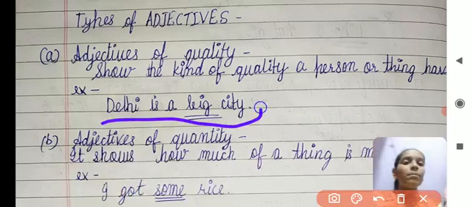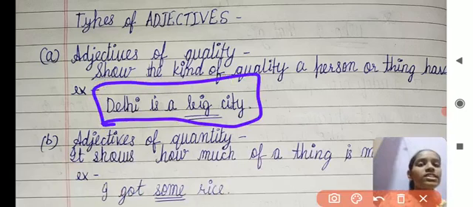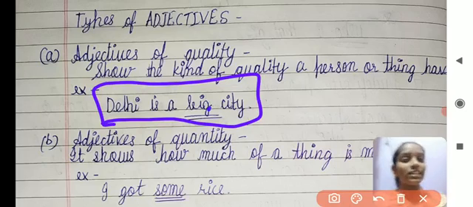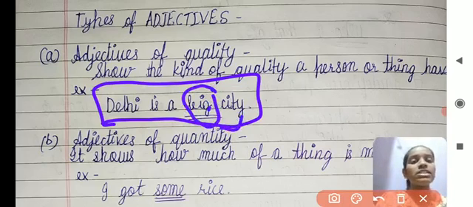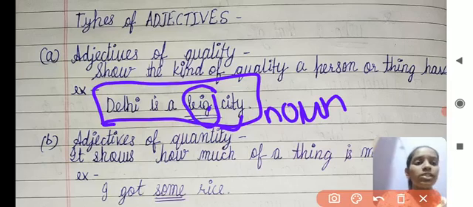Like here the example is: Delhi is a big city. We can say that Delhi is a city, but how is Delhi? Delhi is a big city. So here the main highlight is the word big. Big shows more information about the city. City is a noun here, and big is an adjective, but it shows a quality of a city, of a place, that yes, this city is a big city, and hence we can say that big is an adjective of quality.